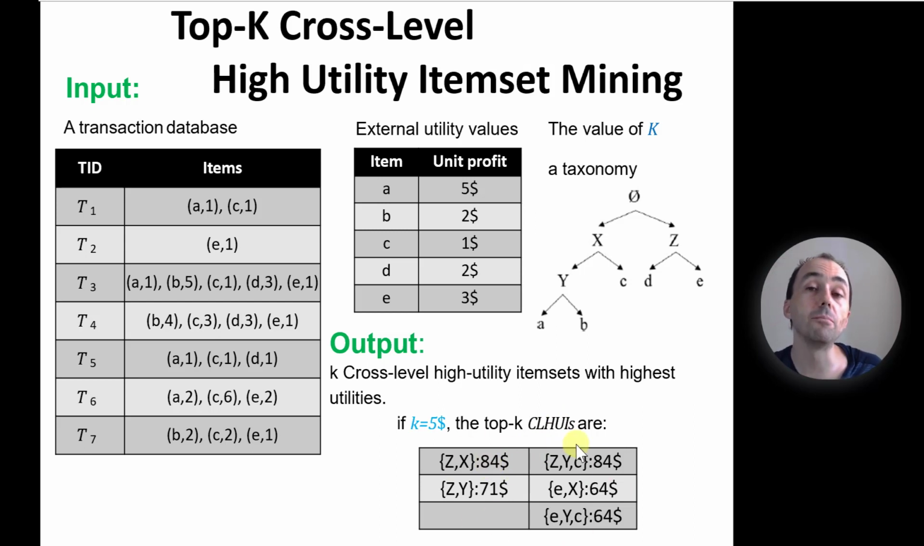So it can be said that this is more intuitive than CLH-Miner, because how to set the minimum utility is not so easy. But here you can say directly, I want to find the top 5 or the top 100 item sets that make the most money, okay, using the taxonomy. So this is interesting. So there is one algorithm called TKC to solve this problem.